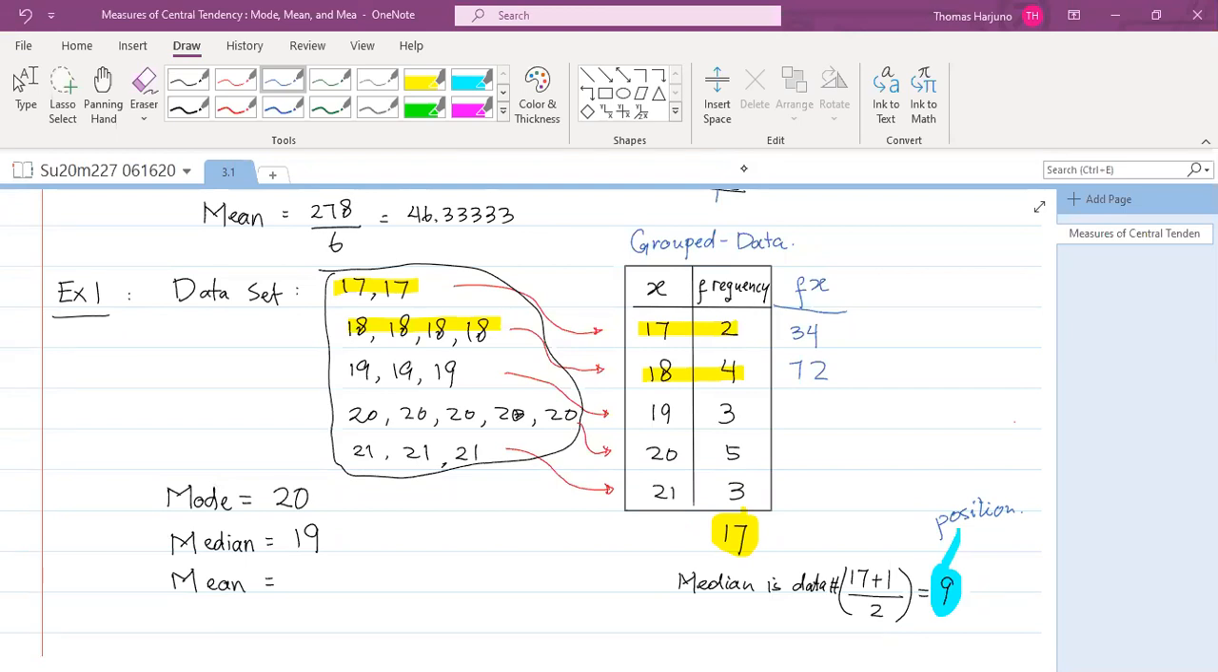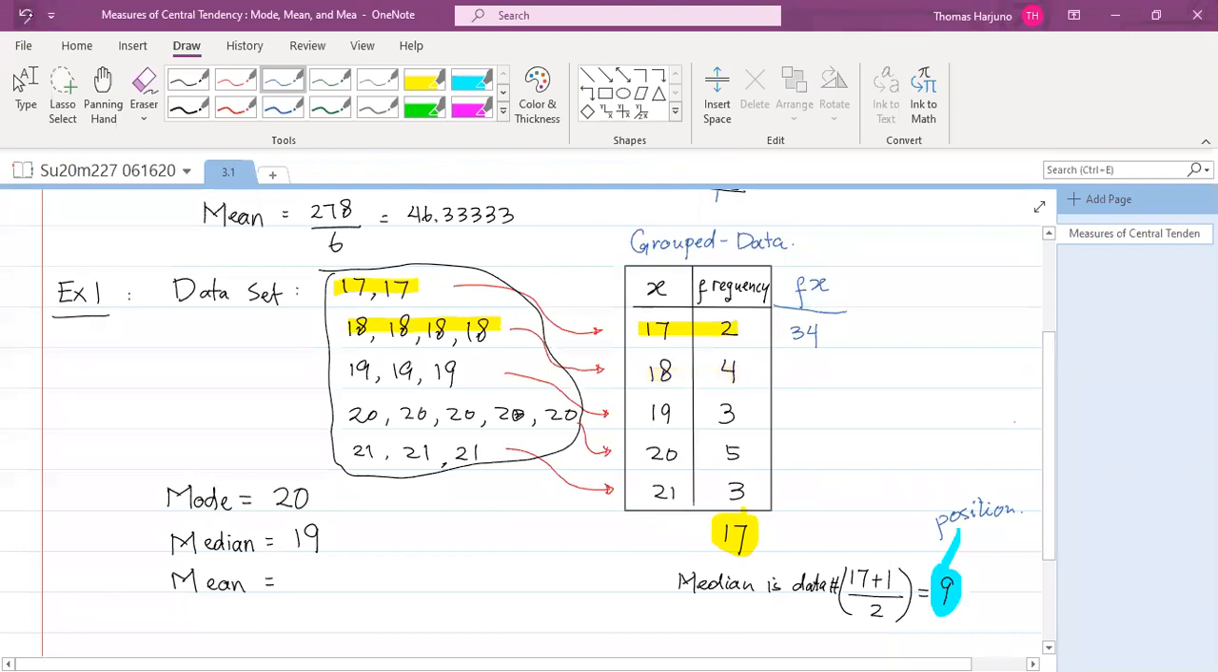Well, in regard to the position and the median, how you got that figure 19. Oh, is it just because it's the ninth place? Yes. In the data set? Yes. Now, the thing is, let me go back.